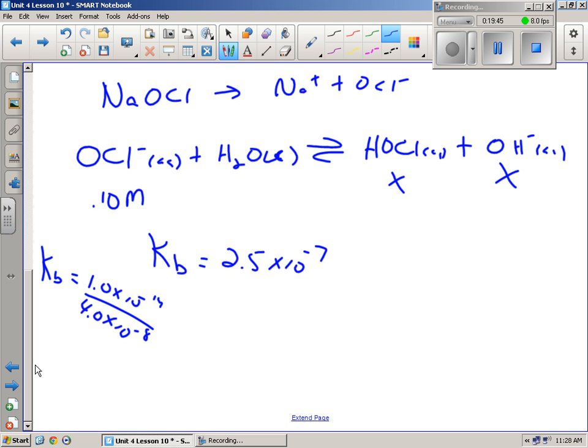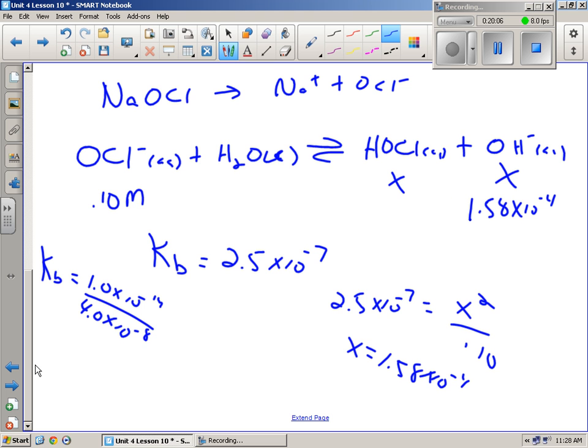I'm going to use that with my equilibrium here: x squared over 0.10. So I'm going to multiply those two numbers first. Take the square root, and I get 1.58 times 10 to the negative 4. That's my concentration. I'm going to take negative log. I get 3.80 is the pOH, because remember, we found negative log of hydroxide. So my pH is 10.20. Final answer, all said and done.